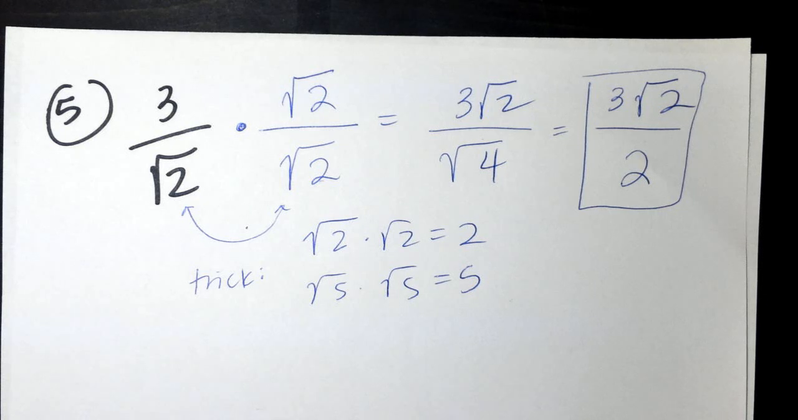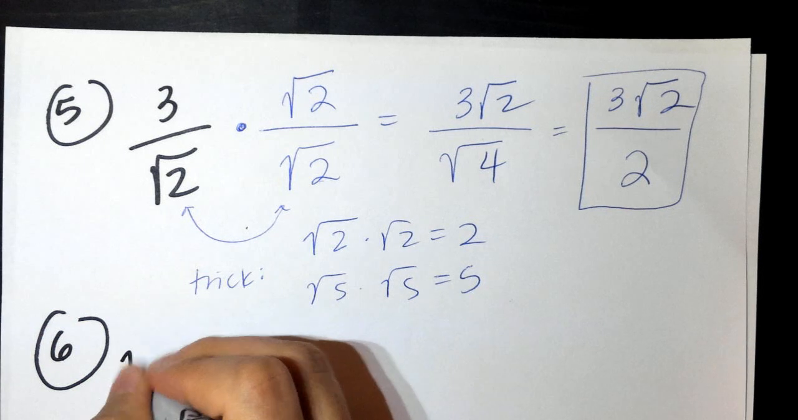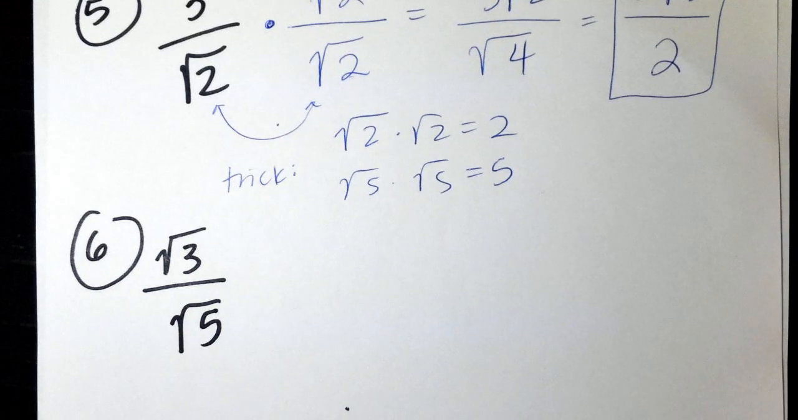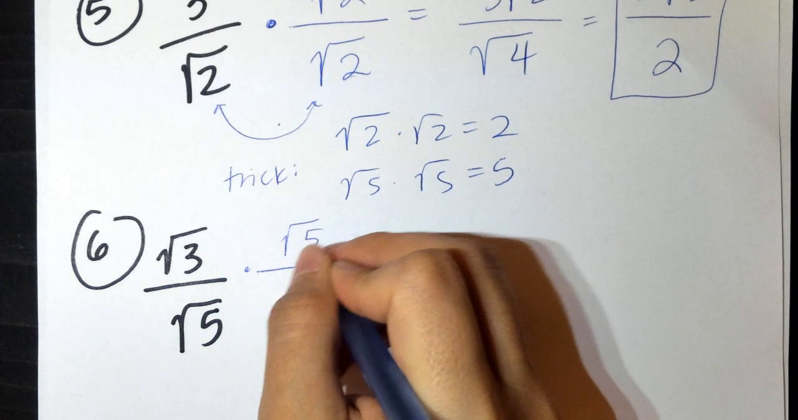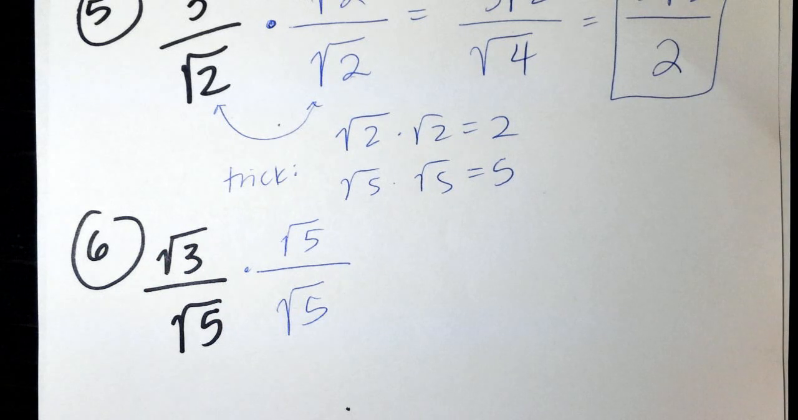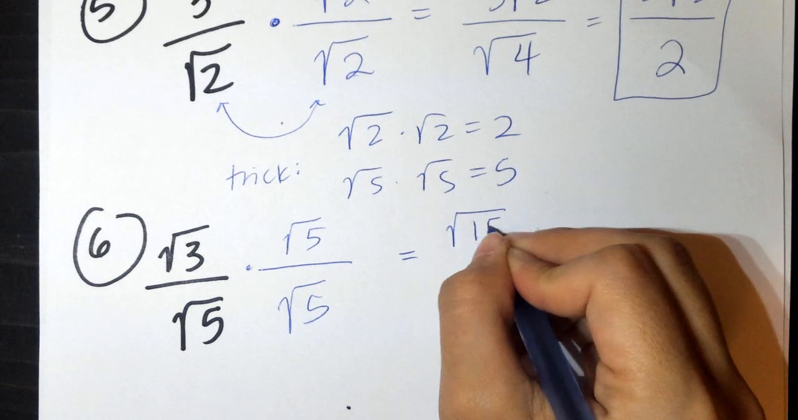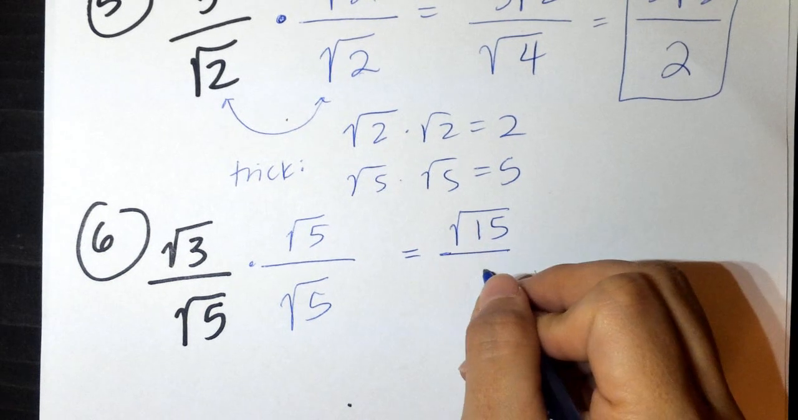So let me give you another example. So we'll call this example number 6. So if I have the square root of 3 over the square root of 5, right? This guy, what I'm going to do is multiply by square root of 5 over the square root of 5. Because I can have a radical in the numerator, I just can't have it in the denominator. So in the numerator, you get square root of what? 15. And on the bottom, square root of 5 times the square root of 5 is 5.